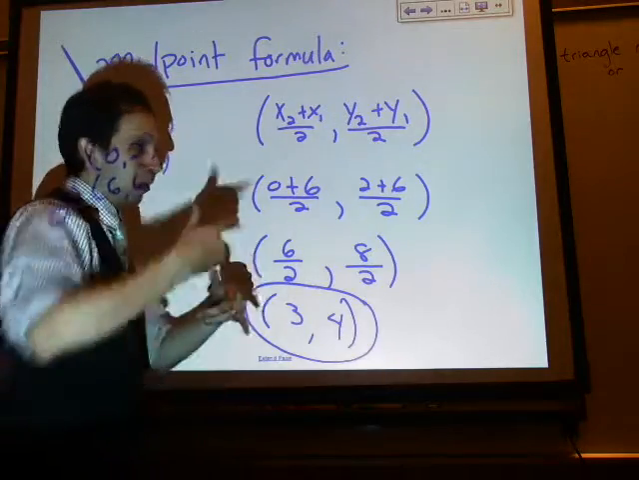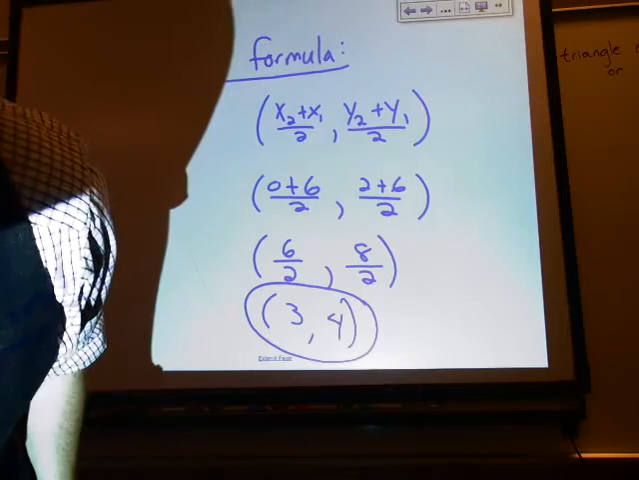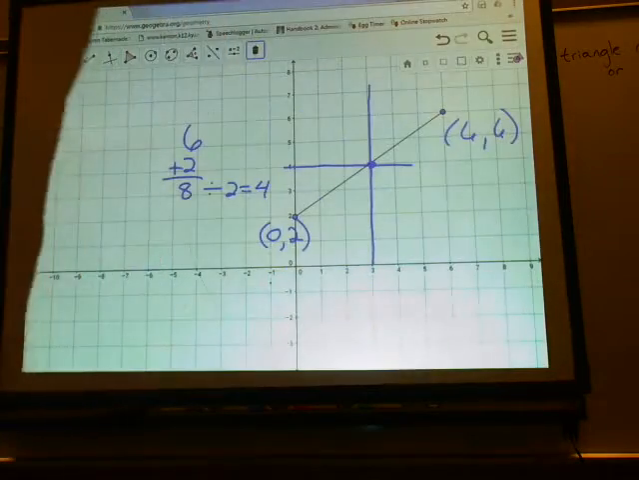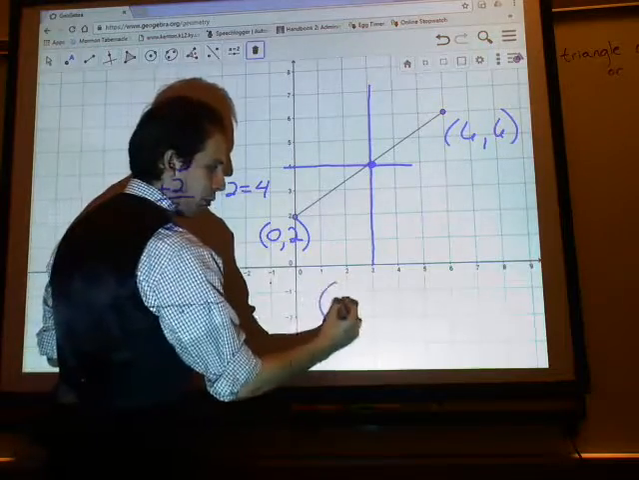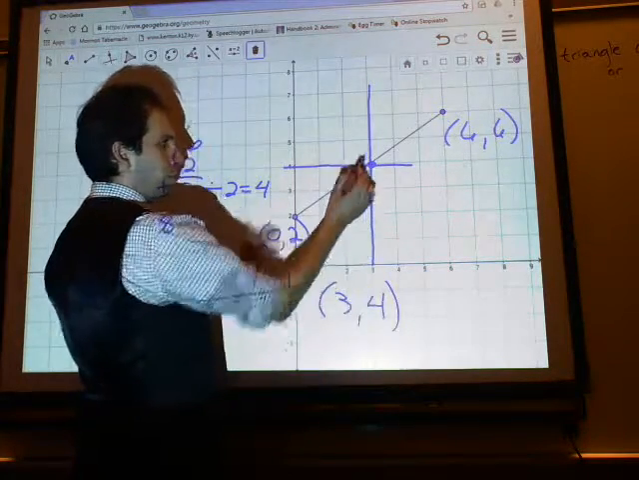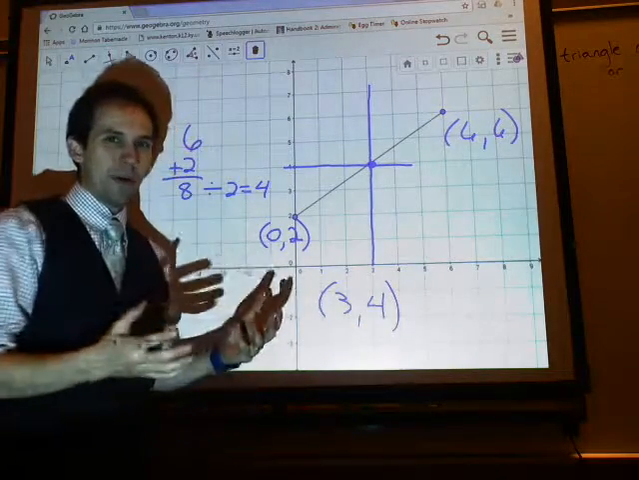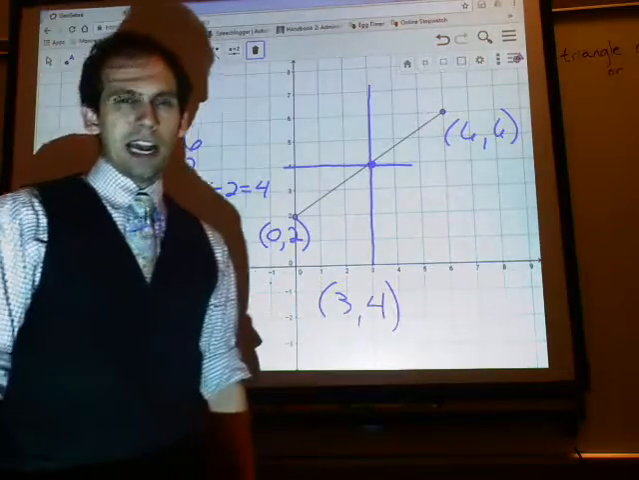Well, let's double check. We're going to go back to the GeoGebra slide. Let's go to our graph and take a look here. If you look here, our midpoint, what we got, it was 3, 4. Let's check it out. 3, 4. That gets us our midpoint, and that works. So there's your formula, and that's how you use it. Good luck. Work it out. See how it goes.